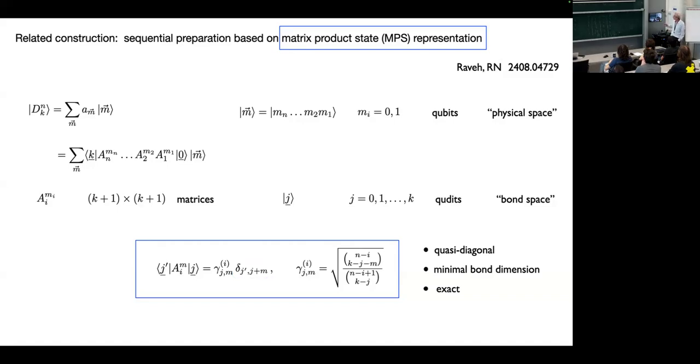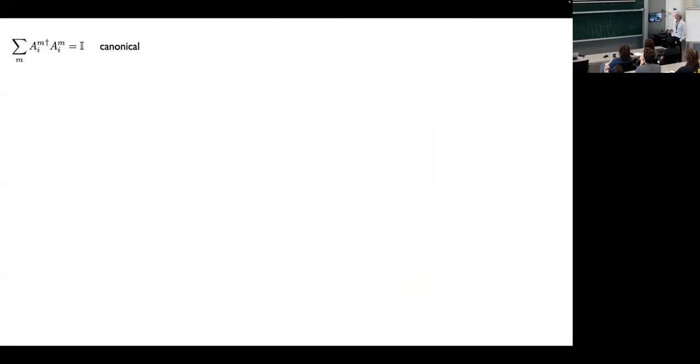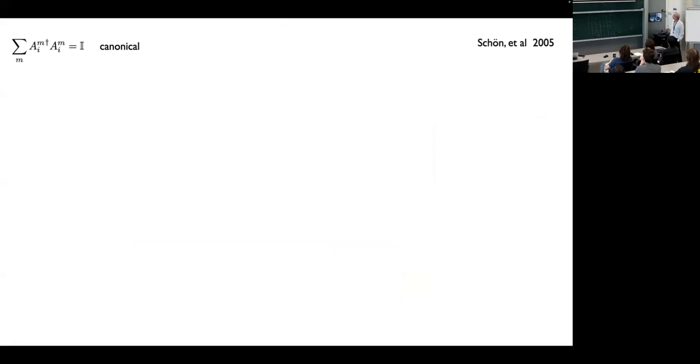Yeah, so people have known for a long time exact MPS representations for, say, a W state, but their bond dimension is 2. In GHZ, again, bond dimension 2. But here, the bond dimension can be anything. For any K, the bond dimension is K plus 1. And moreover, these have been engineered so that the A matrices are canonical, satisfying this condition.